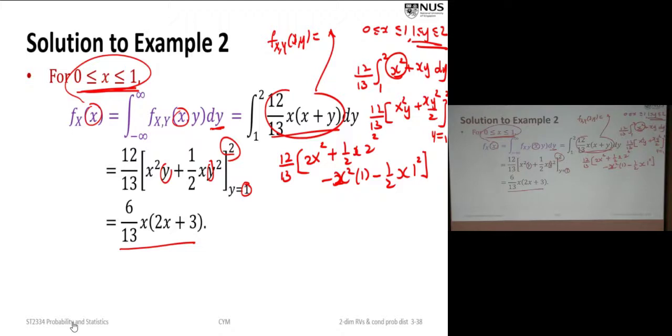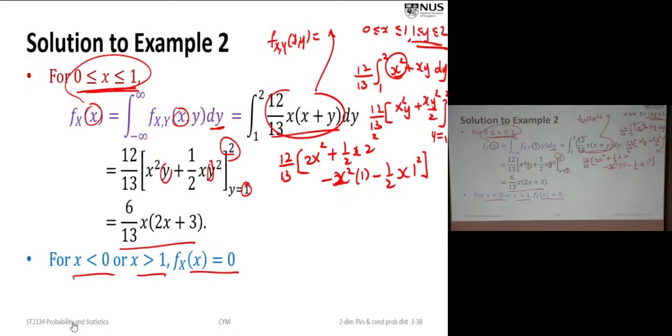Why is it between 0 and 1? Because the joint PDF is non-zero only for x between 0 and 1 and y between 1 and 2. All right, so you have to specify this. Of course, naturally you will ask, what happens if x does not lie within this range, 0 to 1? Then the marginal will be 0. Outside the range, the marginal is 0. Why? Because the joint PDF is 0. Nothing there, so no matter how you do the integration, it's still 0.